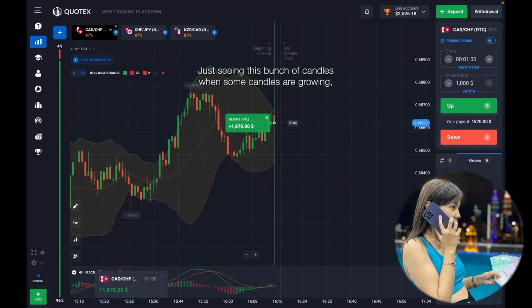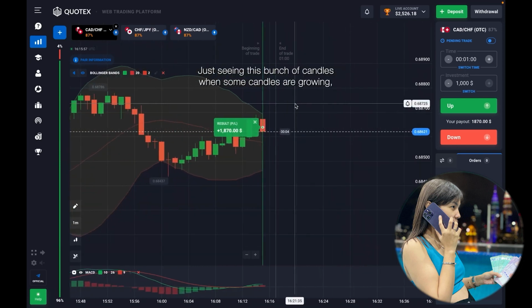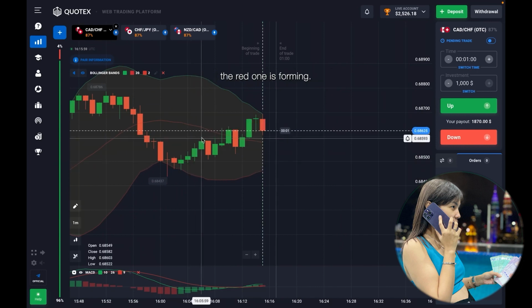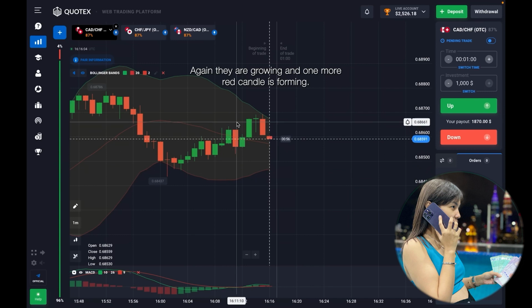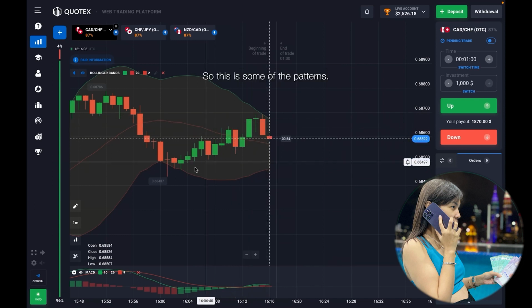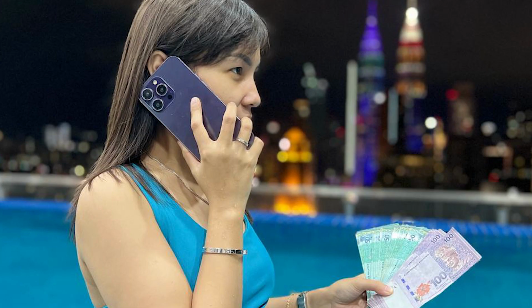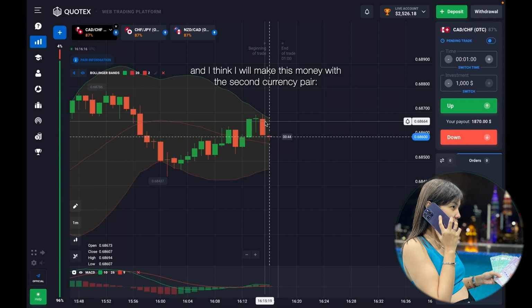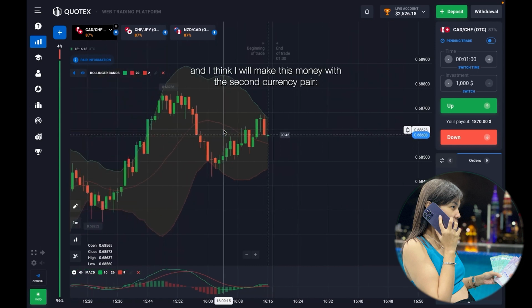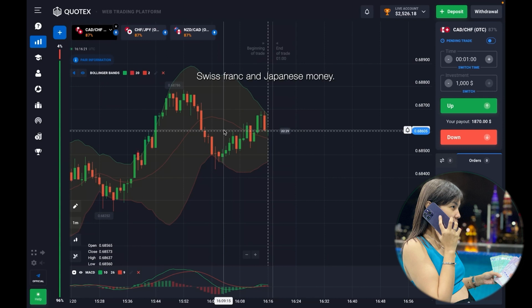And that's perfect. Just see this bunch of candles: some candles are growing and a red one is forming. Again, they are growing and one more red candle is forming. So this is one of the patterns, and it's exactly the moment of the price from which I gain my profit. Well, it's just 500 bucks to my financial goal, and I think I will make this money with the second currency pair, Swiss franc and Japanese yen.